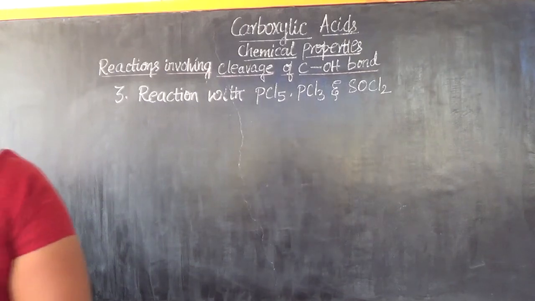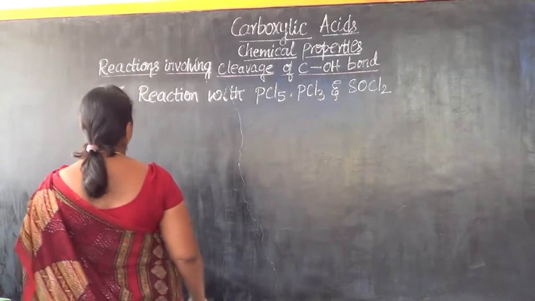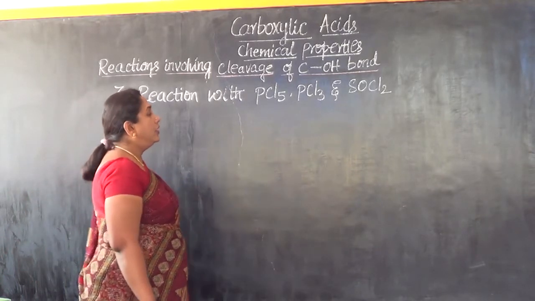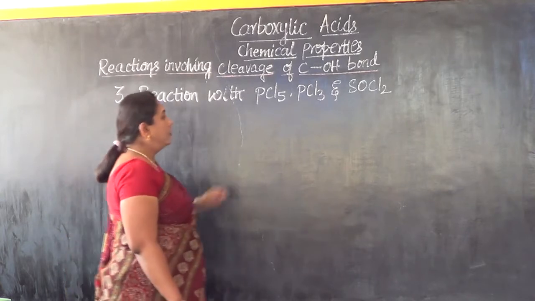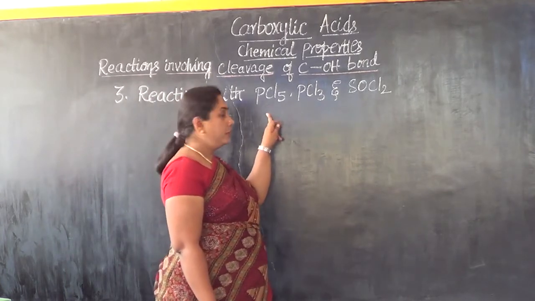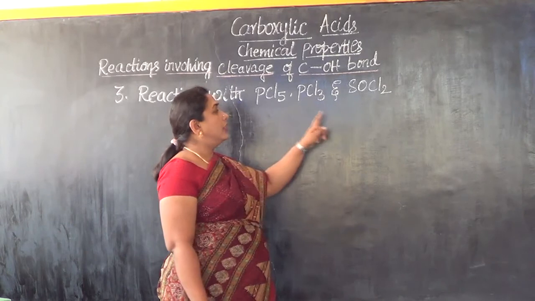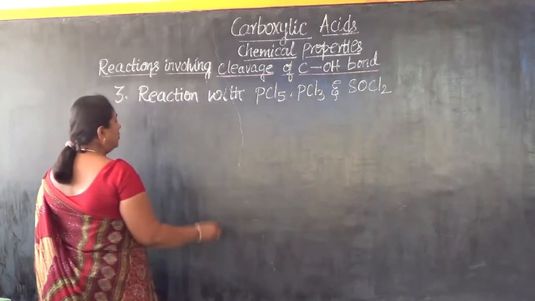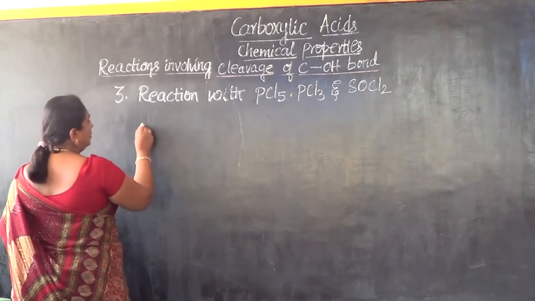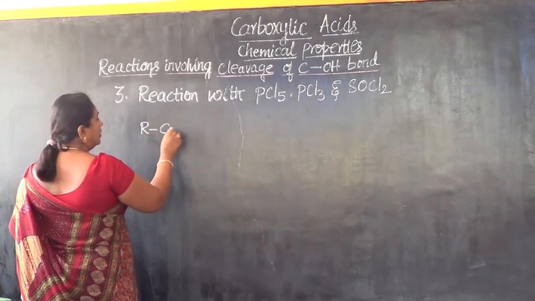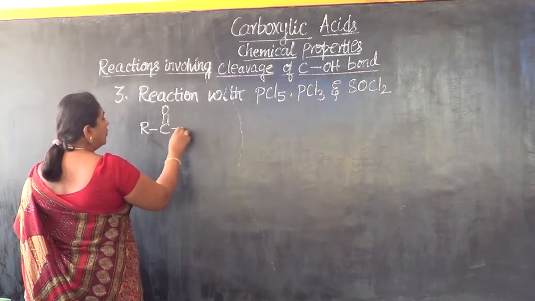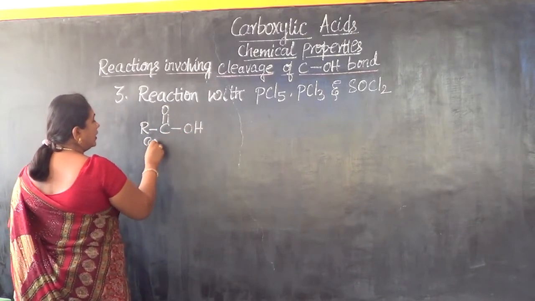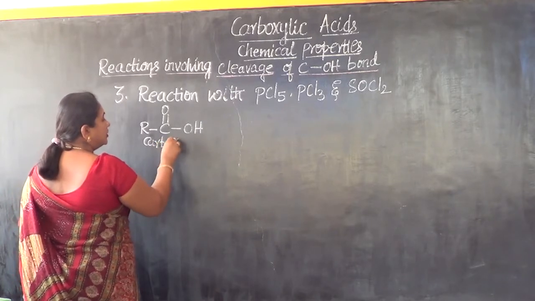In this video lesson, let us continue to understand the reactions with PCl5, PCl3 and SOCl2. PCl5 is phosphorus pentachloride, PCl3 is phosphorus trichloride, and SOCl2 is thionyl chloride. Let us see how the reaction will proceed. RCOOH. This is our carboxylic acid under consideration.